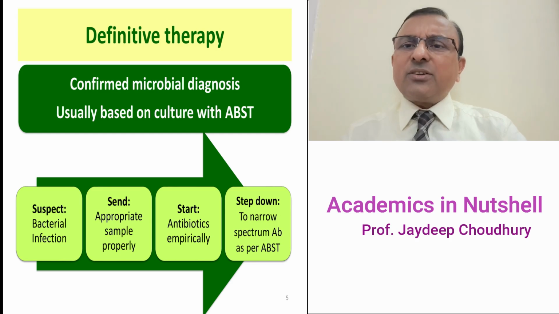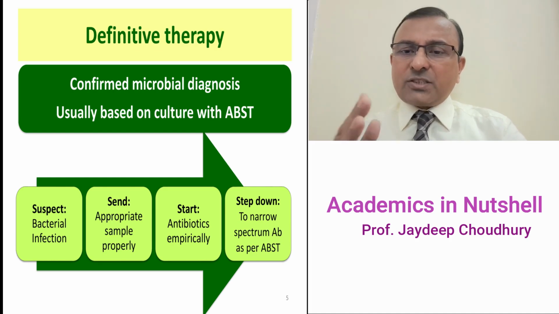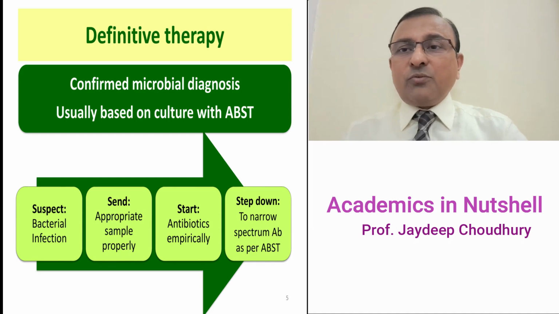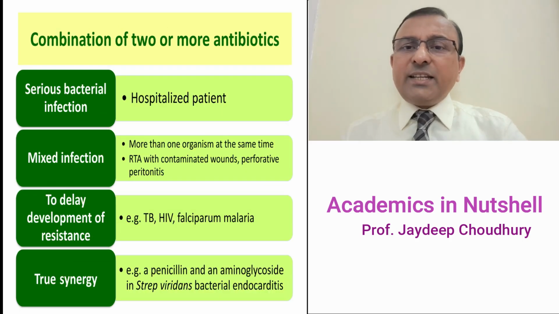So when we decide on a definitive therapy, first we have to confirm the microbiological diagnosis, ideally based on culture with antibiotic sensitivity. So first we suspect, then we send for culture, then we start antibiotics empirically, and when we get the sensitivity report, if required, we may step down to a narrower spectrum antibiotic depending on the sensitivity. Rarely we need to combine two or more antibiotics.